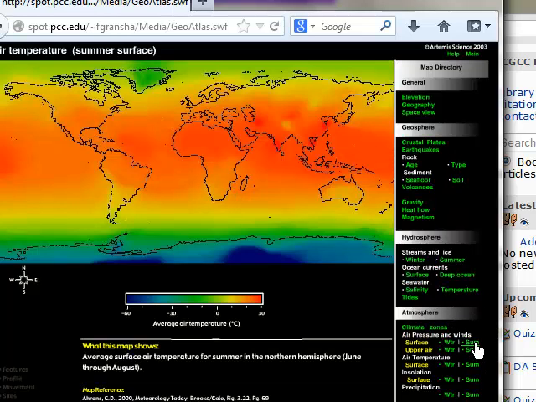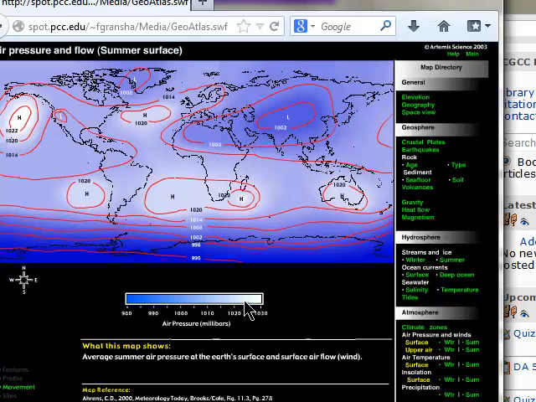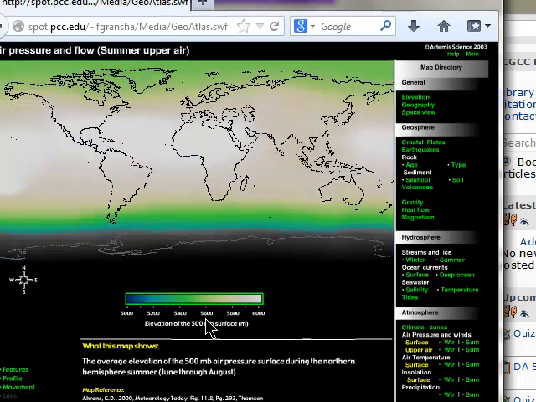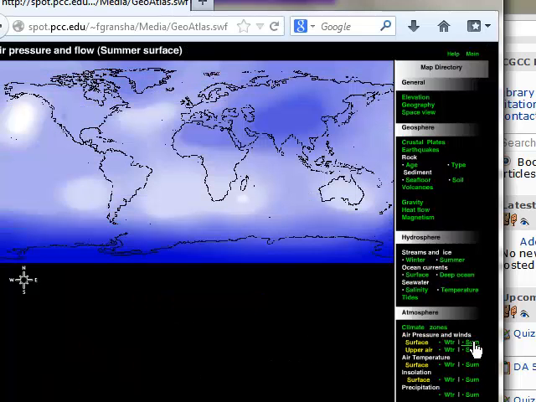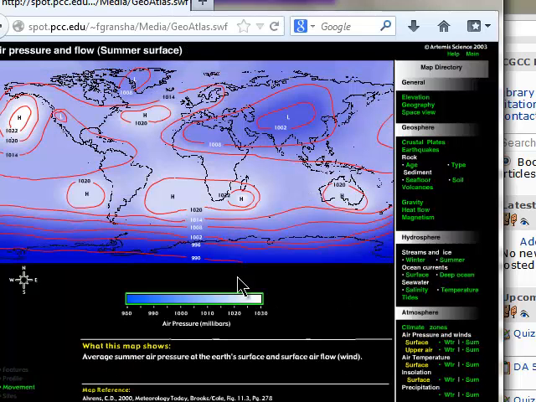If we look at the surface air pressure, we can see that we have lows that develop along the equator where the air is rising, and then we have high pressure where the air is sinking as well. And then if you look at the upper air pressure, we see that things have this kind of parallel pattern. With surface air pressure, we've got the high pressure zones where air is sinking and low pressure where it is rising.